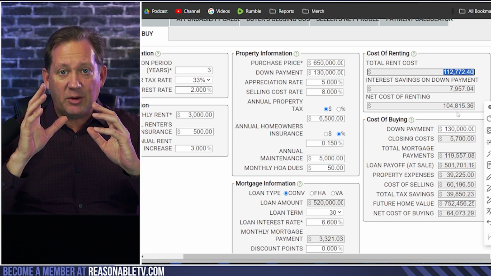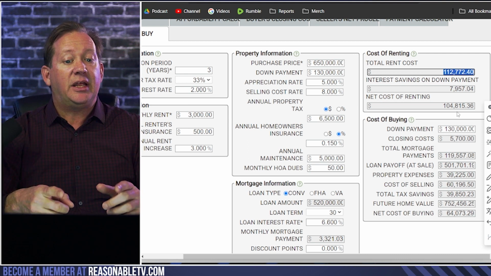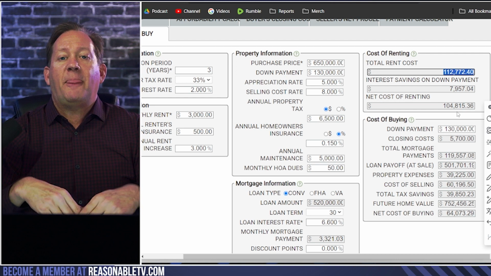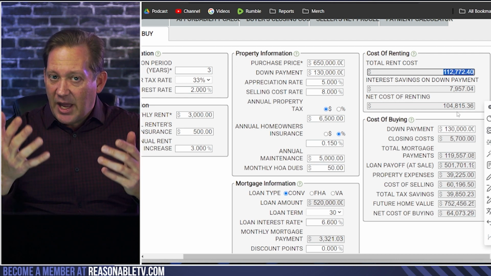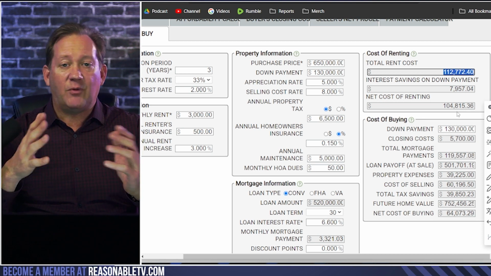So that is a very broad overview of rent versus buy. But I think if you look at it, it's not overwhelming. You can play with the numbers, and that way give your buyer a real rough indicator of what it's going to look like buying versus renting.